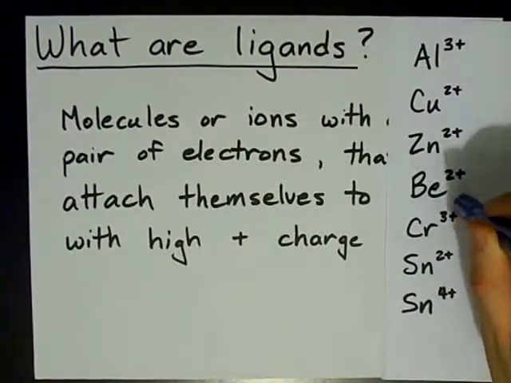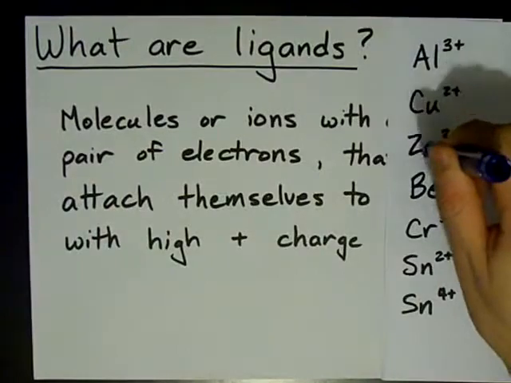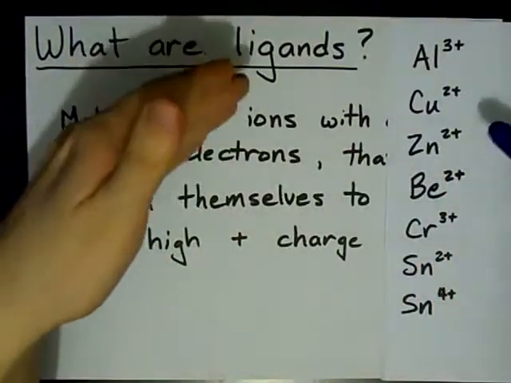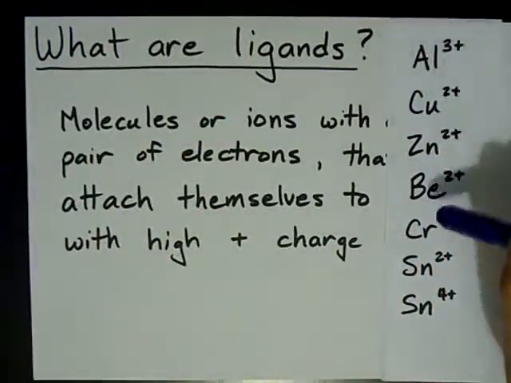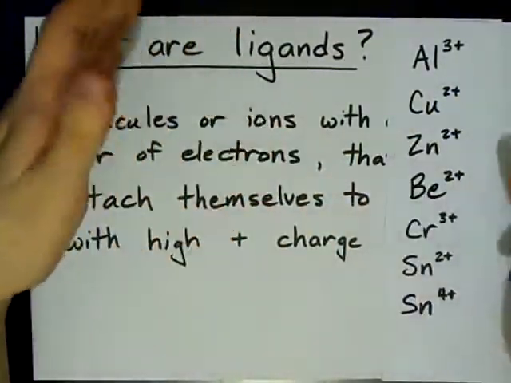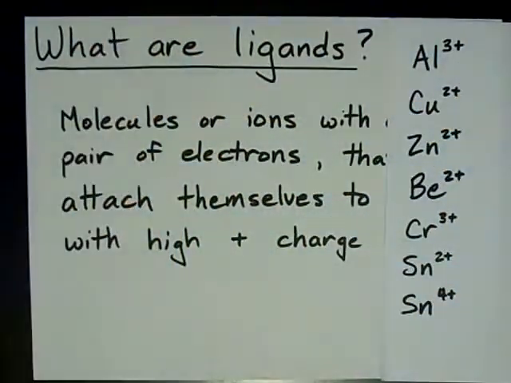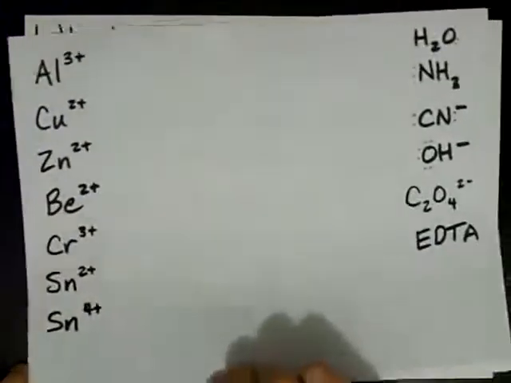Notice all of these have charges of 2 or more positive, and they're all just single metal ions, because if you get any bigger than a metal ion, generally the charge density is going to be too low. After all, density is lower the bigger the volume is. Let me show you what ligands do though.